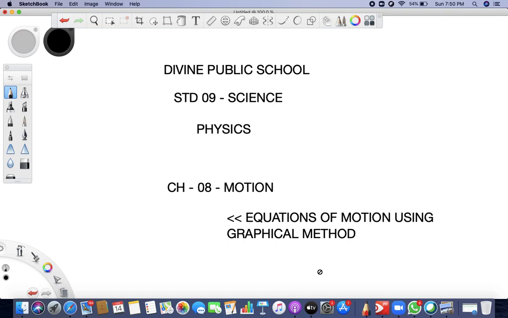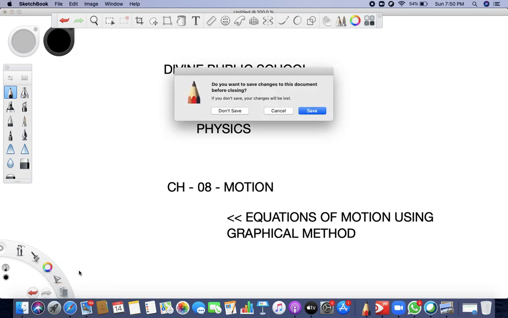We are learning chapter 8, motion. Now this is one of the most important parts of our chapter, called equations of motion using the graphical method. As I told you last time, there are three equations of motion, right? Let me write them down for you. And what we are going to do is derive those equations of motion.